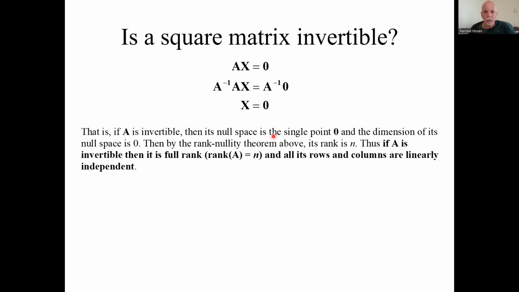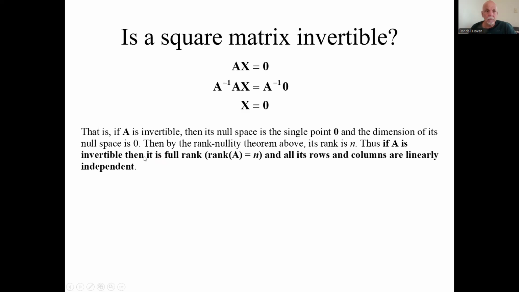And its null space is empty. It's the single point zero. The dimension of its null space is zero. I can't say its null space is zero, but its dimension is zero. So by the rank nullity theorem, A is rank n. Its null space dimension is zero, so it's full rank.